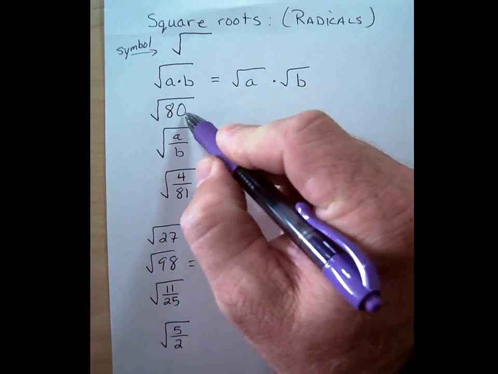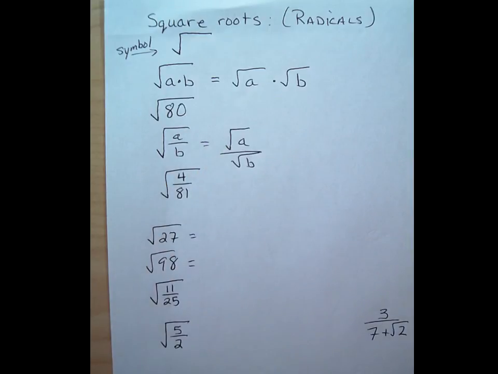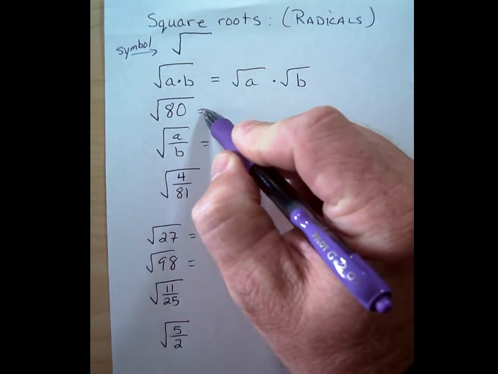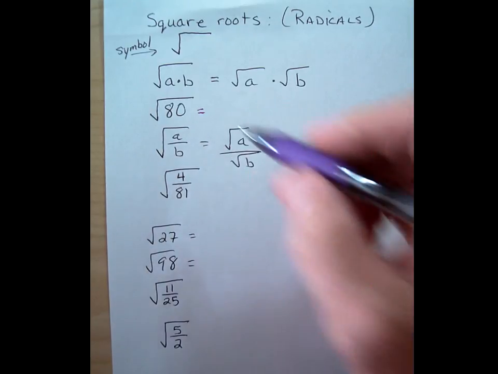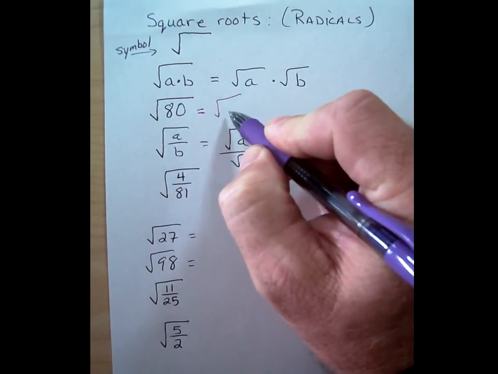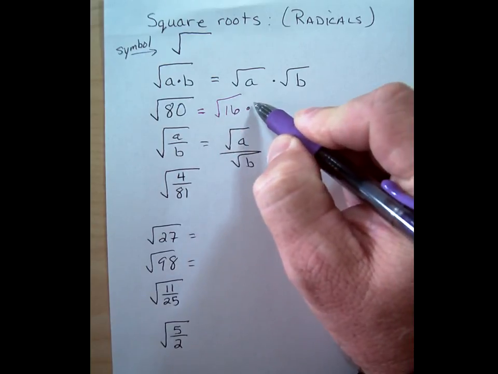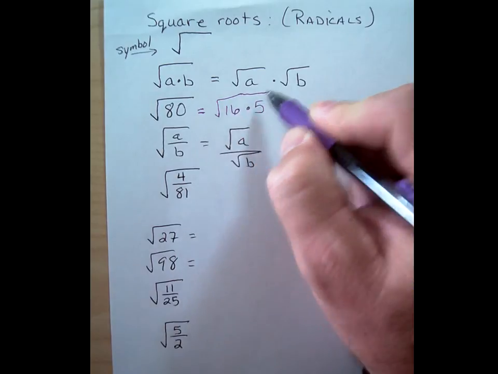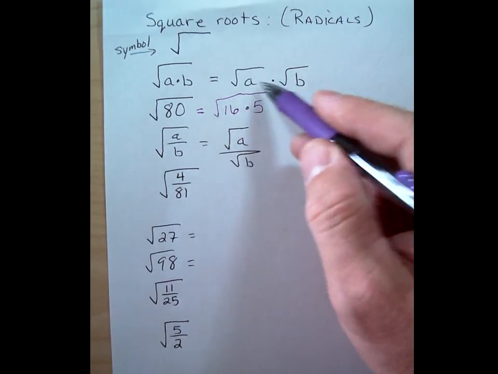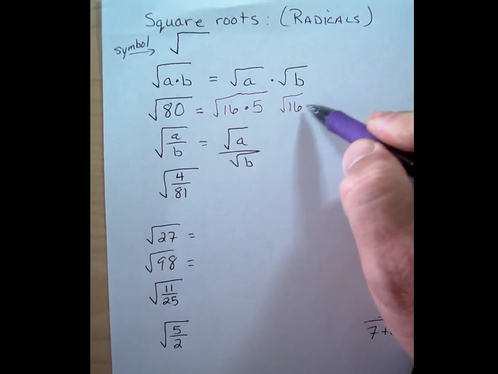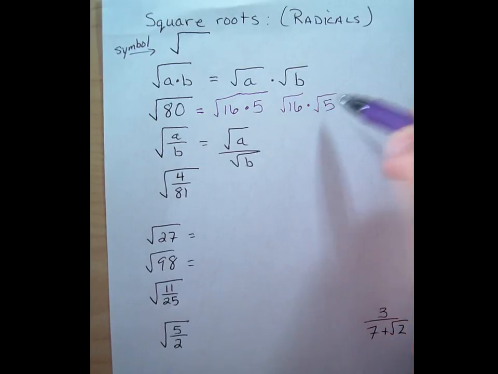But I look at this and I say, okay, 80, is that perfect? No, it is not, but it does have perfections. We all have perfections inside us. We're going to show ours off. In this case, what's the largest perfection that will divide into 80? So I think, use my head, and 16 times 5 is another way of writing the 80. Now, according to this above, we can break it up into square root 16 times square root 5.